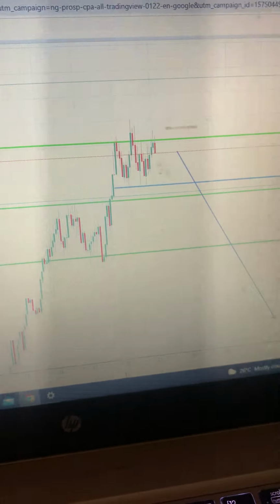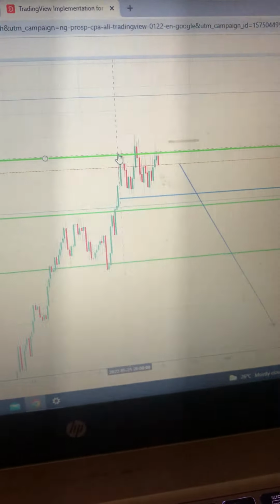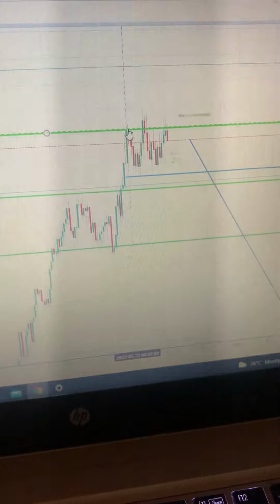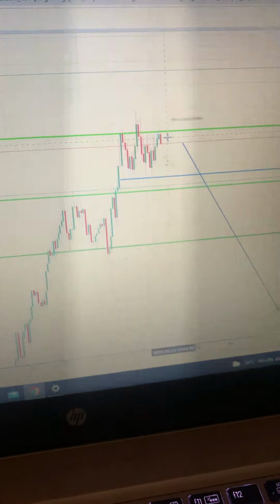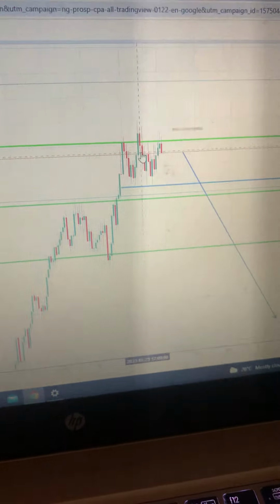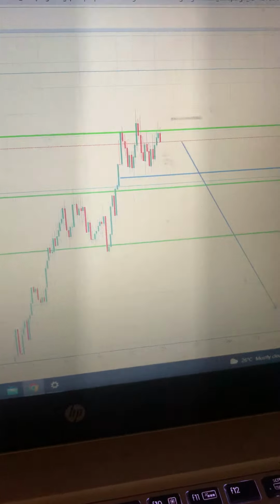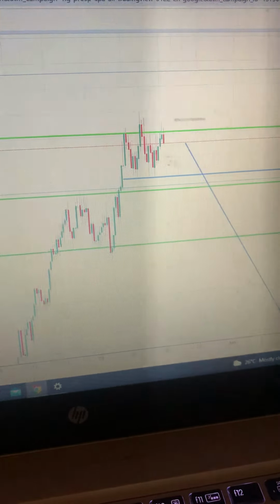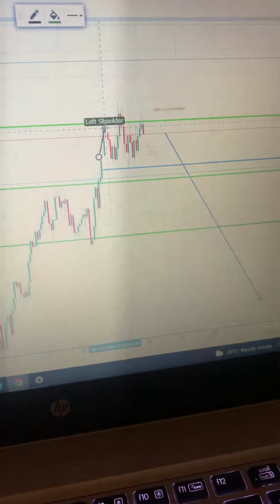Nice one guys. From the 4-hour time frame, you can see the price is still reacting to this same major resistance level right here. And from the formation we are getting here, we can call this a head and shoulders. Yeah, head and shoulders right there, as we can see. So let me spot it out for you.